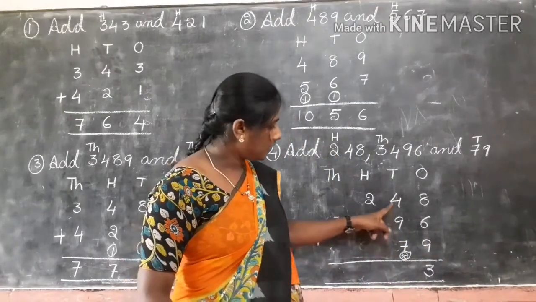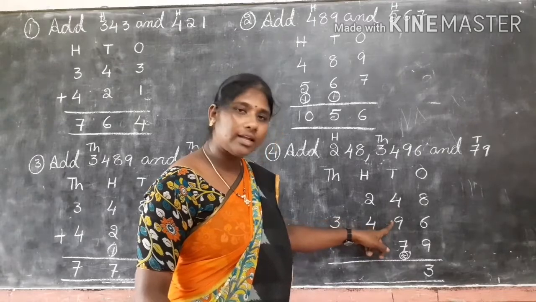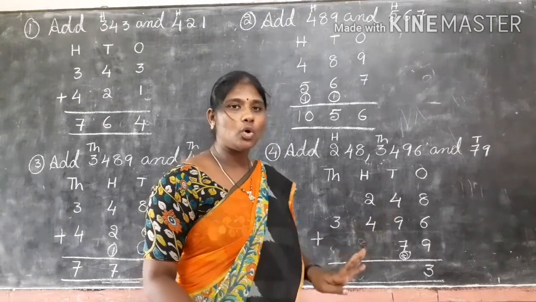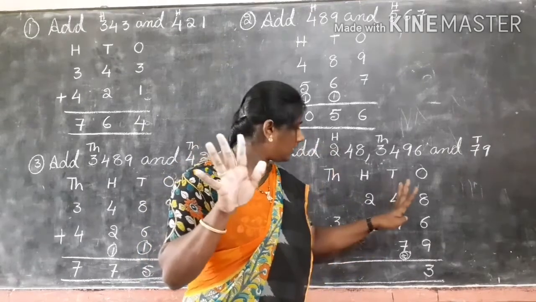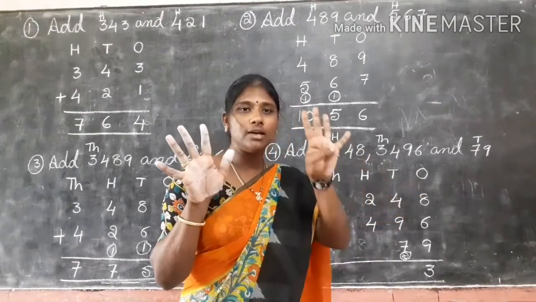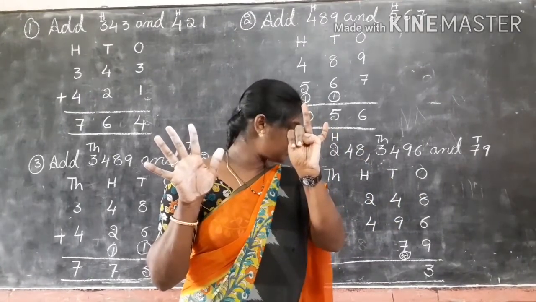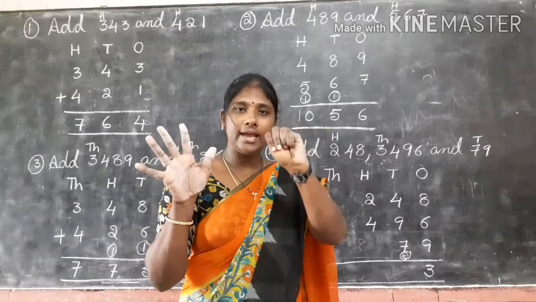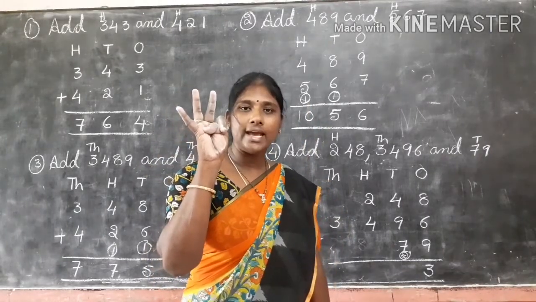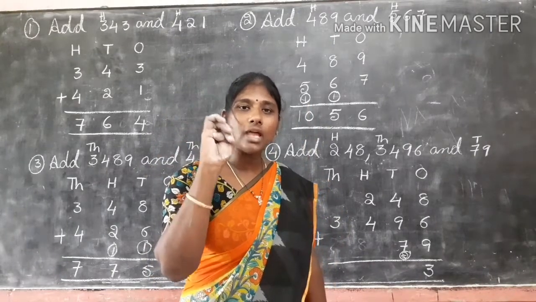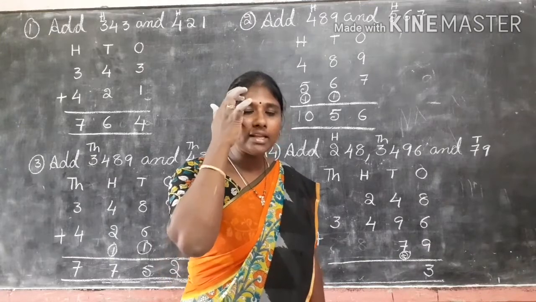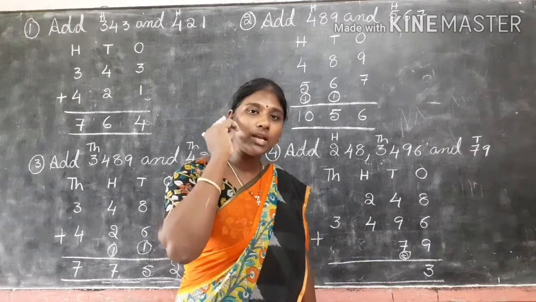Okay, next one. Here also, 4 after. Here what number is given? 9. So take 9 fingers. Here up number 4. 4 after, count 5, 6, 7, 8, 9, 10, 11, 12, 13. How much do we get? 13. That 13 we have to keep in our mind.